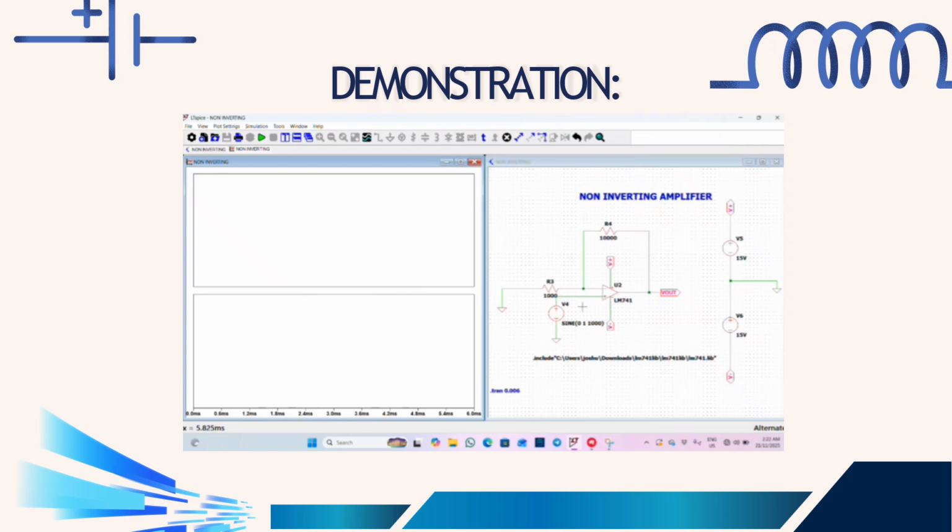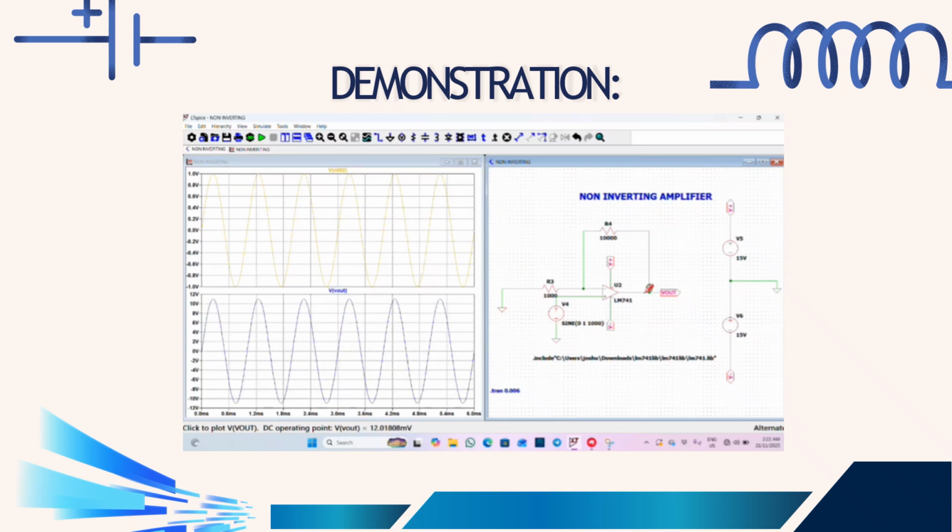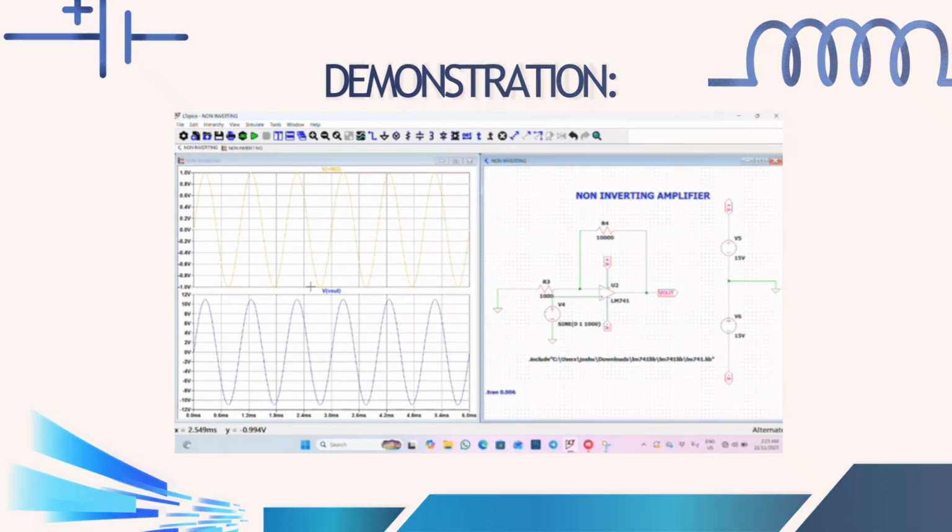The above plot is used for the input voltage while the below is used for the output voltage. We can see that the input voltage is a sine wave with 1 volt reading, while the output voltage is also a sine wave with a reading of 11 volts. So the measured value and the calculated value are the same according to the lab sheet.